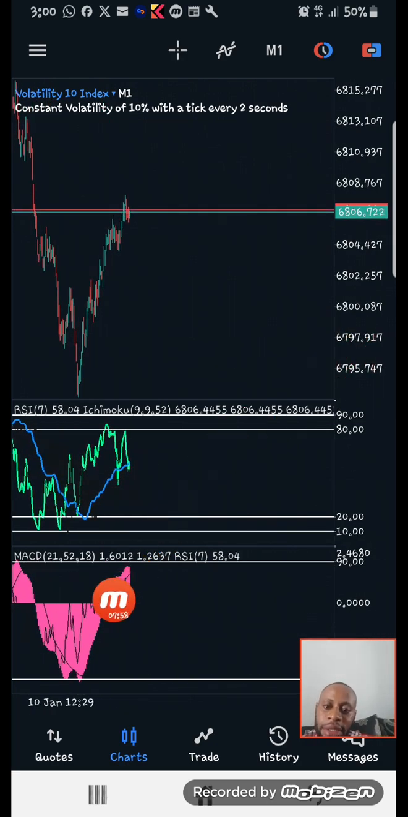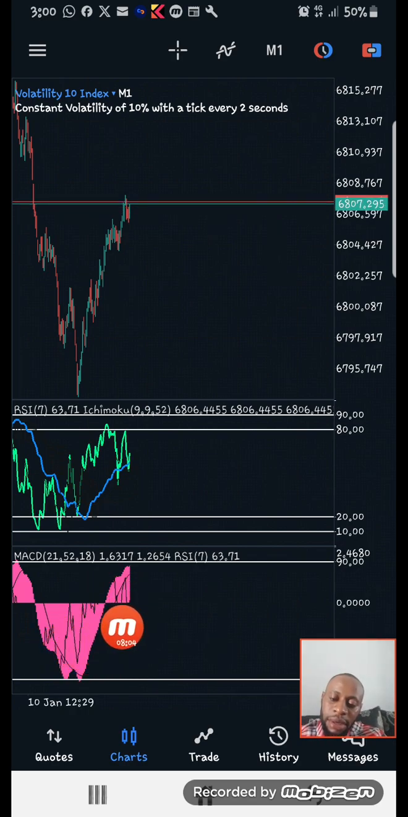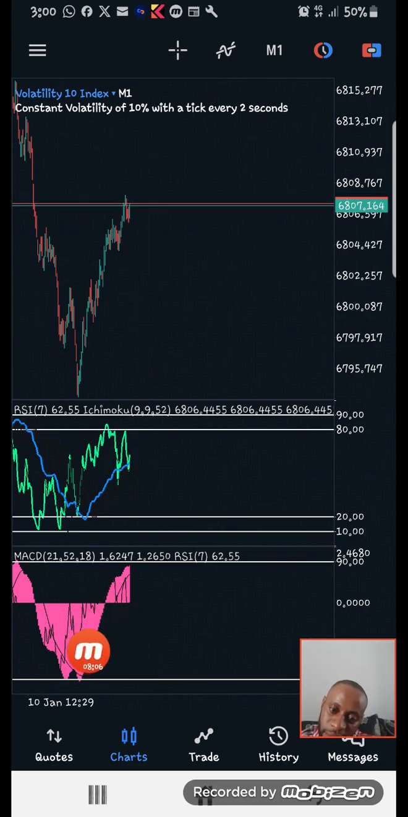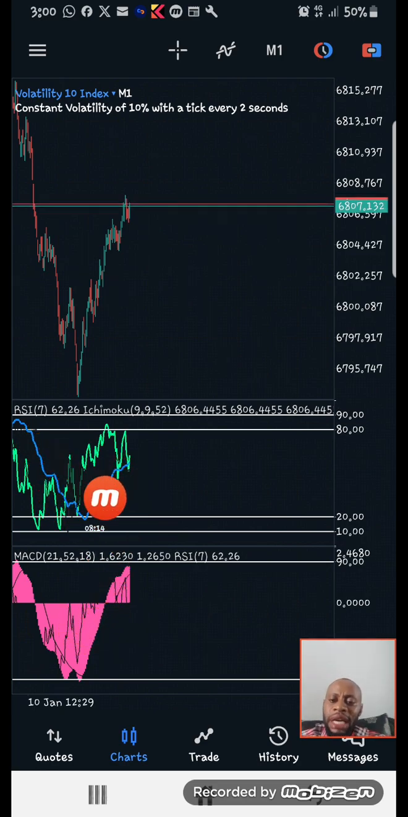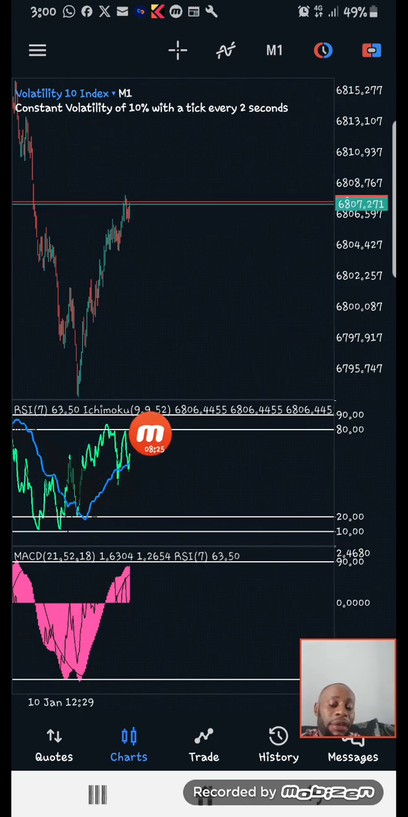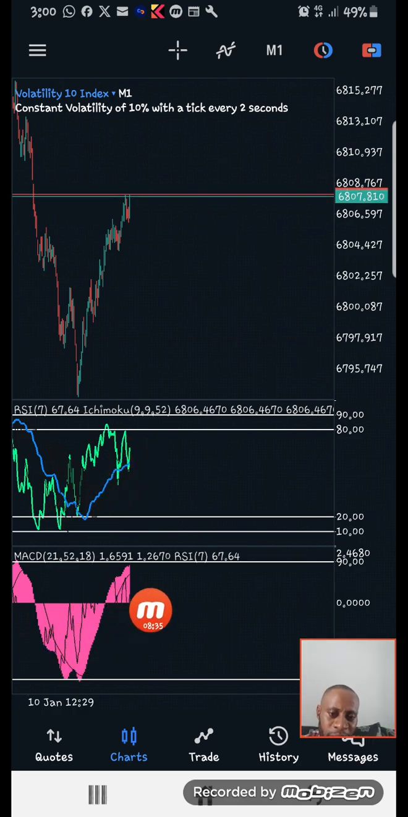You see, this pink indicator here is the MACD. And then this blue line here is the Ichimoku line, and the green line here is the RSI. The RSI line, then the blue line is the Ichimoku line, and then this pink is the MACD.